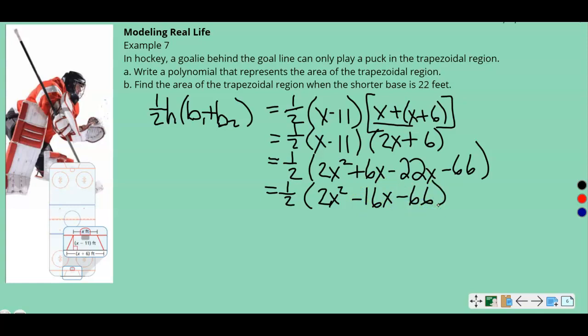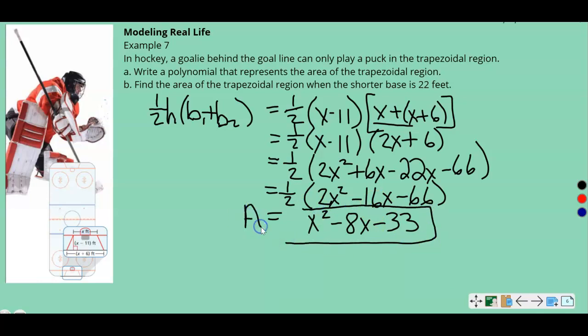All right, so if we save the 1/2 to the end, half of even numbers is easier to calculate. So you can see we're going to do half of 2x squared, so that's just going to be x squared. We're going to do half of negative 16, which is negative 8x. And we're going to do half of negative 66, which is negative 33. All right, so A part says write a polynomial that represents the area of the trapezoidal region. So this would represent the area of that trapezoidal region.